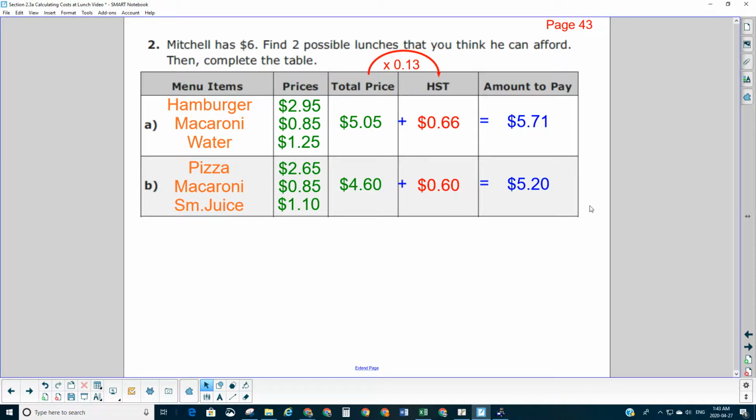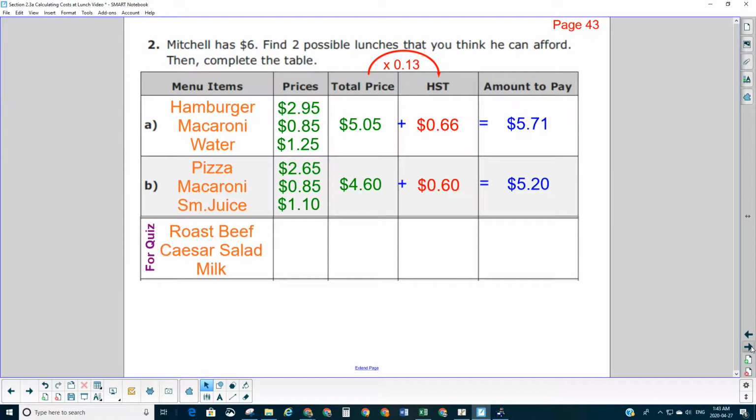But before you head off to do your quiz for today, I'm going to challenge you to make another option. So on the quiz, you're going to have to do this exact mathematics again, but do it on your own. Okay? So you'll see this graphic plus the menu in the quiz, and you're going to take all of this and calculate the cost for the roast beef, Caesar salad, and milk. Take those costs, add them up, calculate the HST by multiplying by 0.13, and getting a final answer.